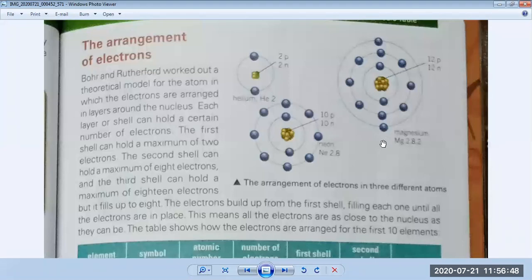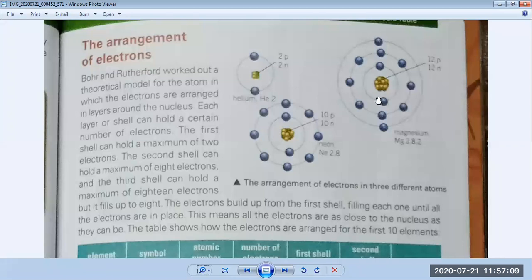So in the O shell we will write O shell is equal to 2n square. So what do you put here? 2, and for n you will write 5, because we are talking about the fifth shell. So 5 squared is 25, multiplied by 2, it should be equal to 50.